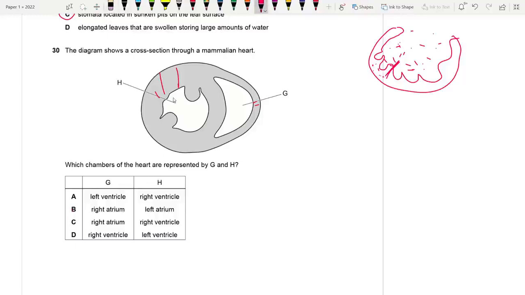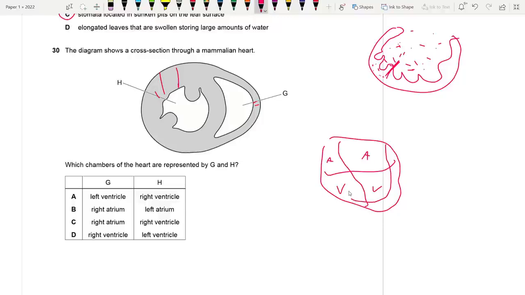If you look at the heart like this, it's divided into 4 sections, right? The atria are above and the ventricles are below. But the walls of the left side are thicker because it has to supply blood to the whole body, right? So for H, it can't be the right side, it needs to be the left side. So we're getting rid of A and C.